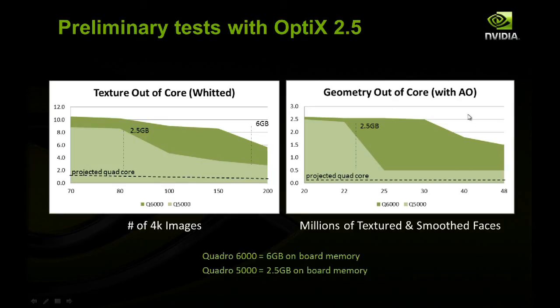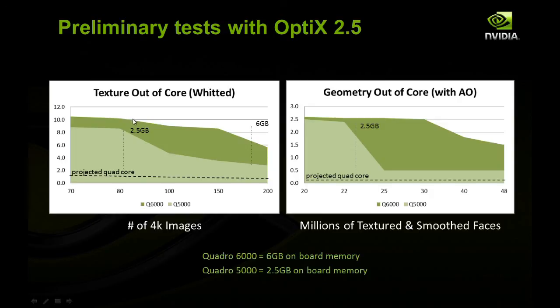That's what's happening with geometry. So here we just loaded huge amounts of geometry, and we tried to take textures out of the equation, so we just did ambient occlusion on them. And so here you're seeing a big cliff. This is actually a natural slope down the out of core for the 6 gigabyte 6000, which is over here at about 50 million triangles. But over here at about 22, 23 million triangles, the smaller board ran out, and then it just drops. But it still is substantially faster than what a quad core would be doing at the same time.